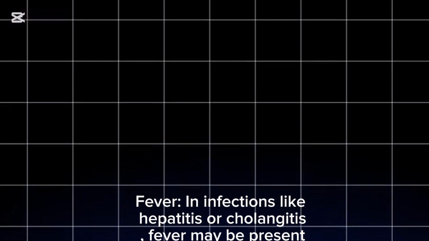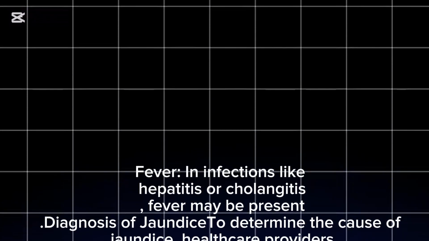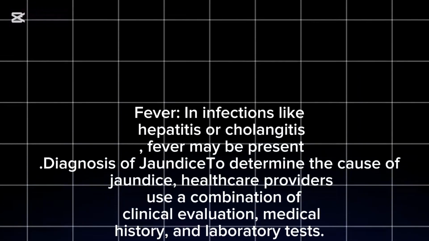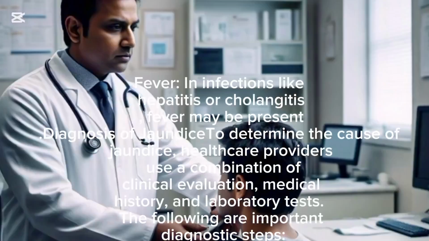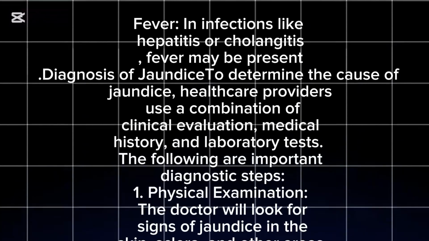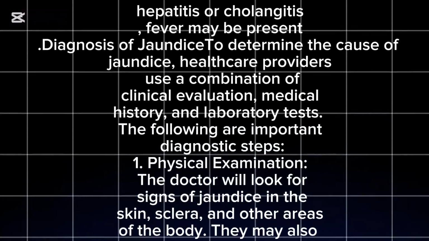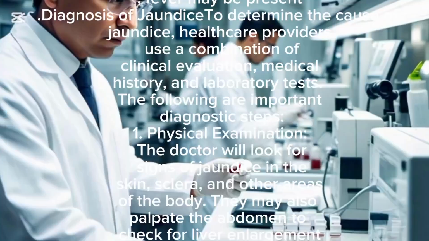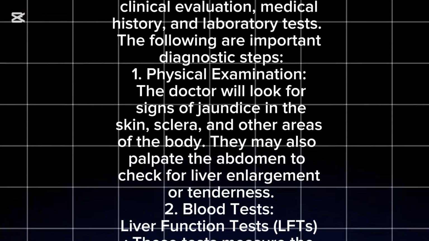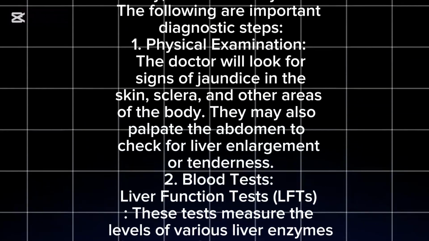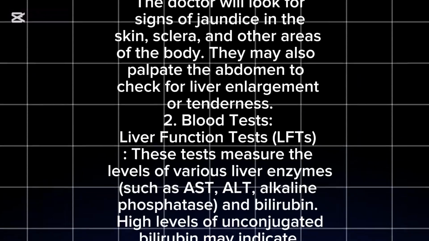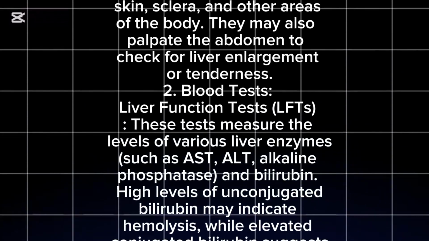Diagnosis of jaundice. To determine the cause of jaundice, healthcare providers use a combination of clinical evaluation, medical history, and laboratory tests. The following are important diagnostic steps. 1. Physical examination. The doctor will look for signs of jaundice in the skin, sclera, and other areas of the body. They may also palpate the abdomen to check for liver enlargement or tenderness. 2. Blood tests. Liver function tests, LFTs. These tests measure the levels of various liver enzymes, such as AST, ALT, alkaline phosphatase, and bilirubin. High levels of unconjugated bilirubin may indicate hemolysis, while elevated conjugated bilirubin suggests liver or bile duct issues.